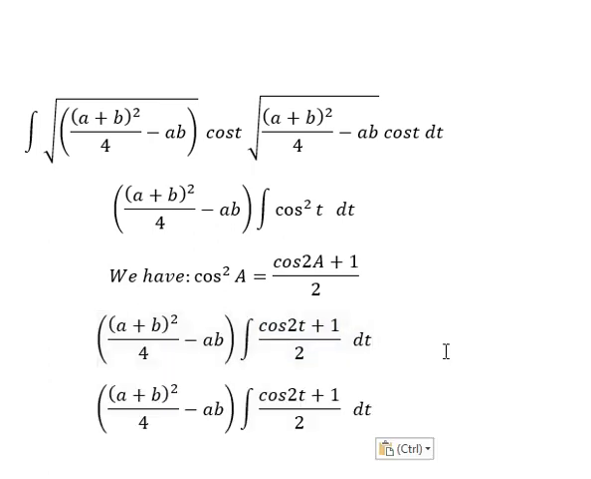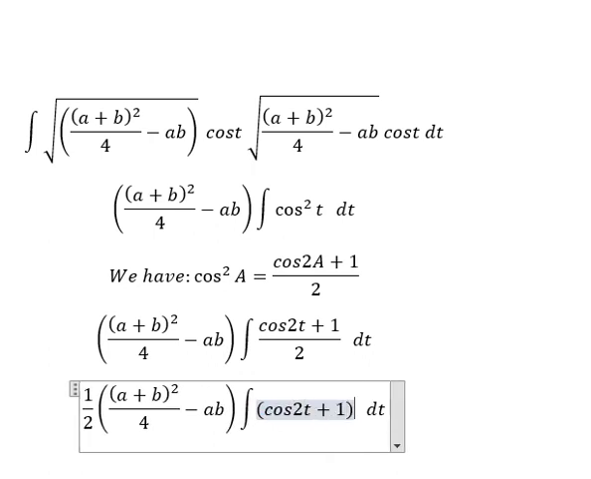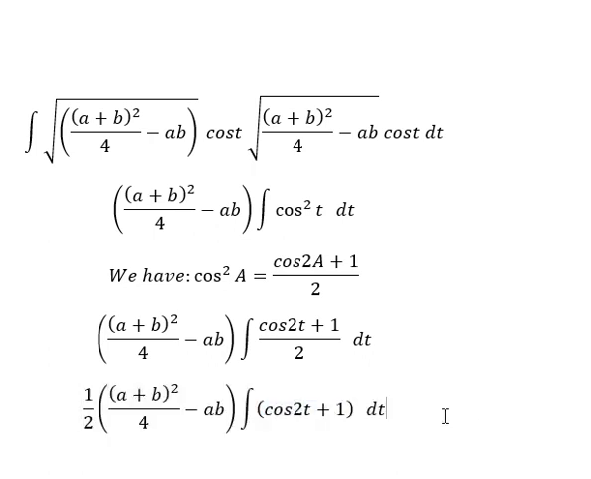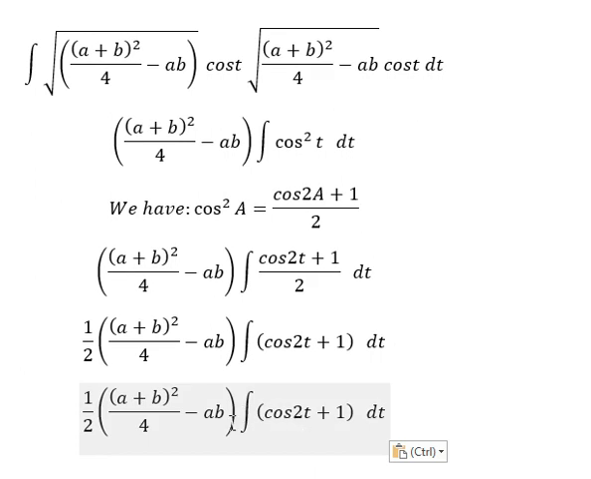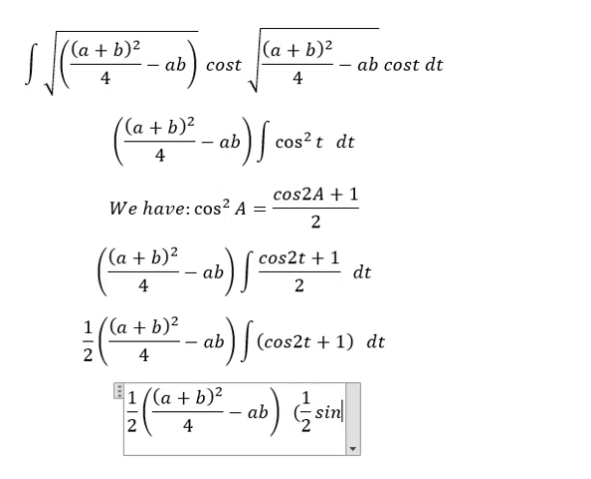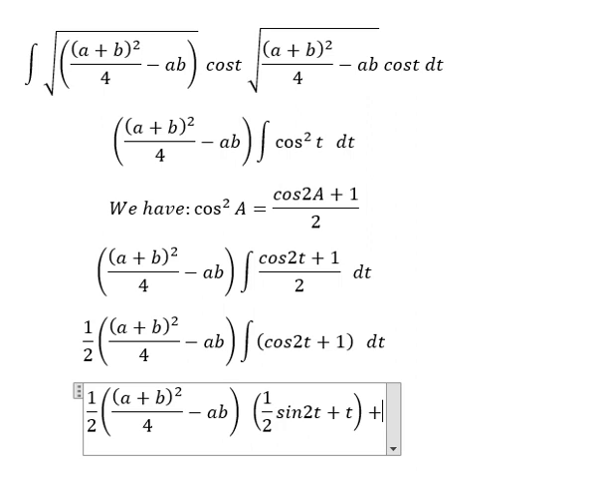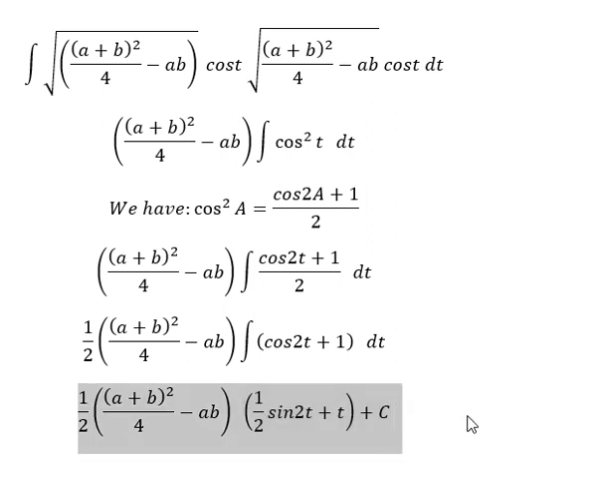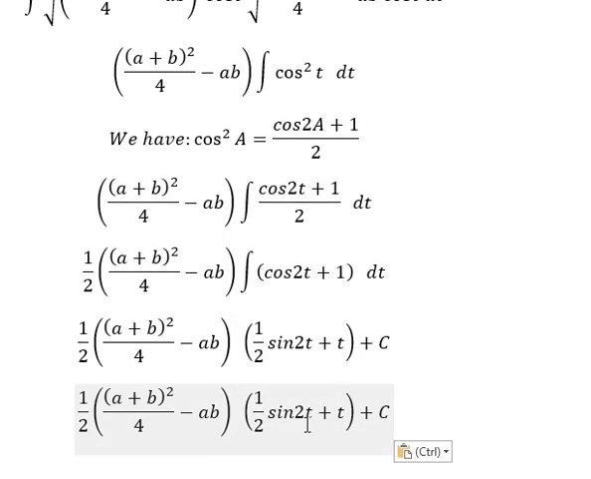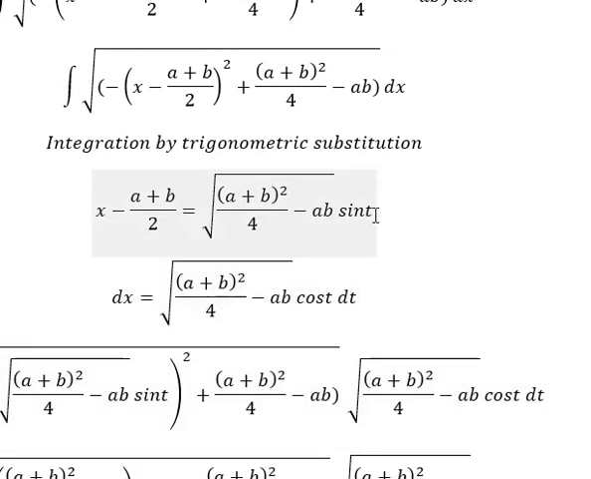So I will put number 2 outside. The integration of cosine 2t is 1 over 2 sine 2t. The integral of 1 is t, and I will put c. About t, that is this one.